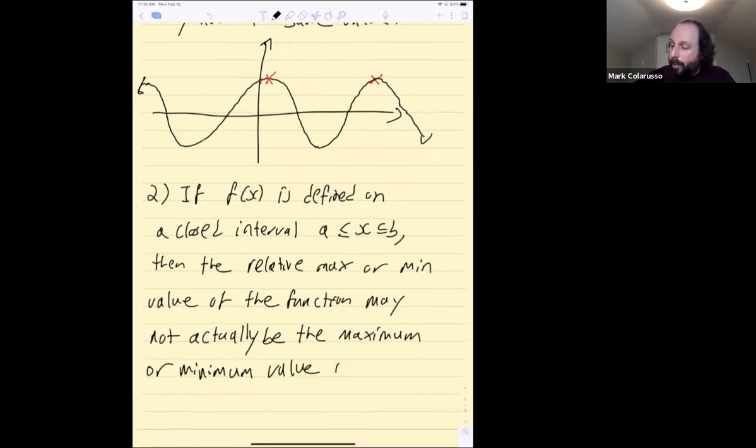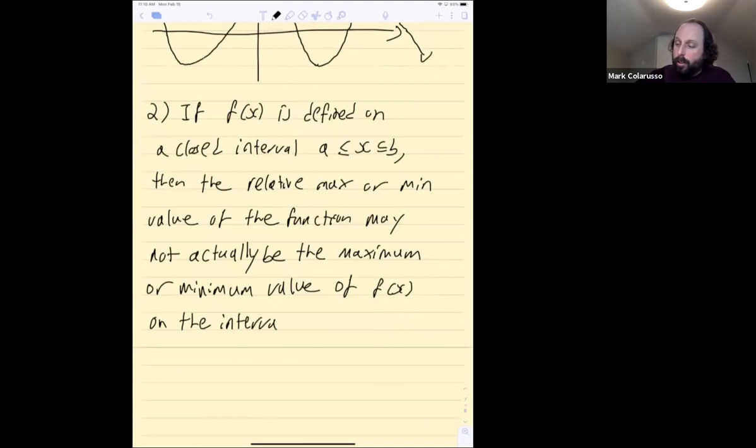Of f at x on the closed interval a, b. This is usually called the absolute maximum or absolute minimum. So what do I mean by this?